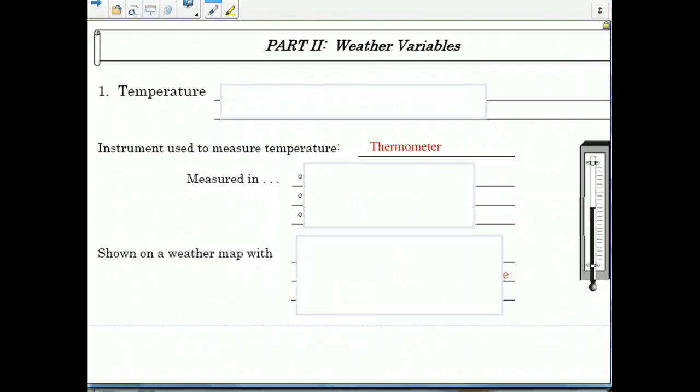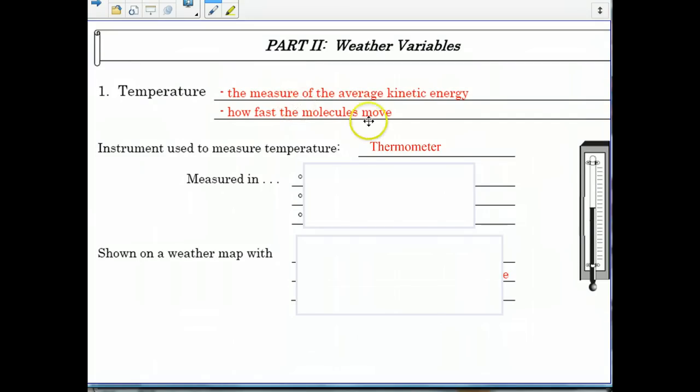Okay, so we're gonna start with some weather variables, the things that make weather what it is. And the first that you read about last night in that reading is temperature. So again, we've talked about temperature, shouldn't be new to you. It's a measure of average kinetic energy, so how fast those molecules are moving. The more energy they have, the faster they move, the higher the temperature. And this we talked about with the conduction, convection, radiation, so it should be pretty straightforward.